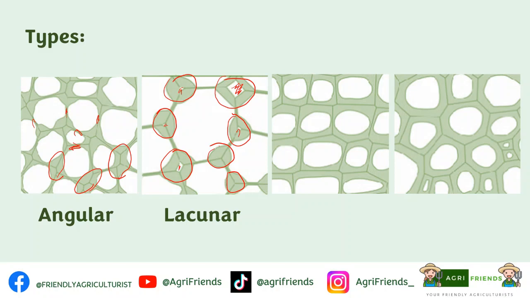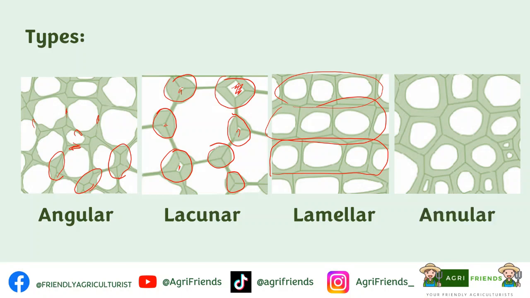The next type is the lamellar collenchyma, also called the plate collenchyma. They have thickened tangential cell walls and are arranged into ordered rows, as you can see here in the figure. So this type of collenchyma is closely packed, so there are no intercellular spaces. And this can be found in the petioles of the leaves. The last one is the annular collenchyma. This type of collenchyma has uniformly thickened cell walls.